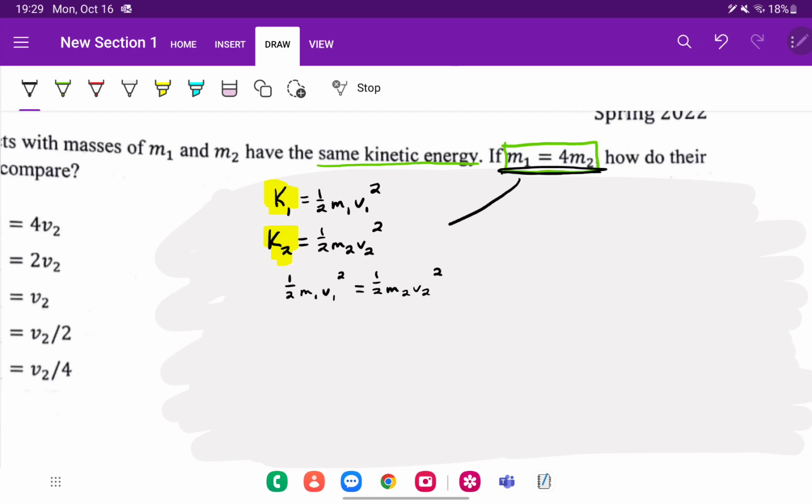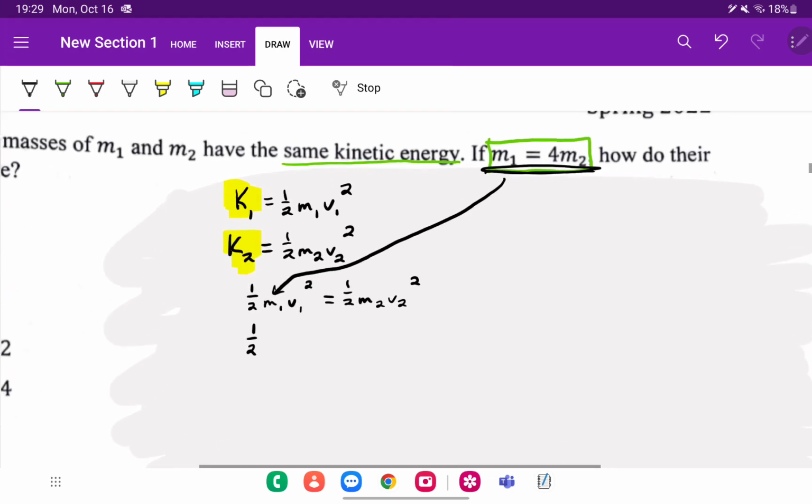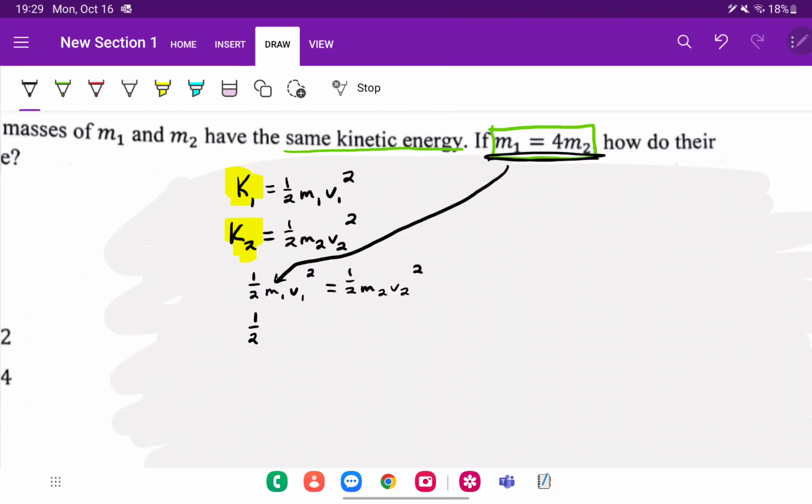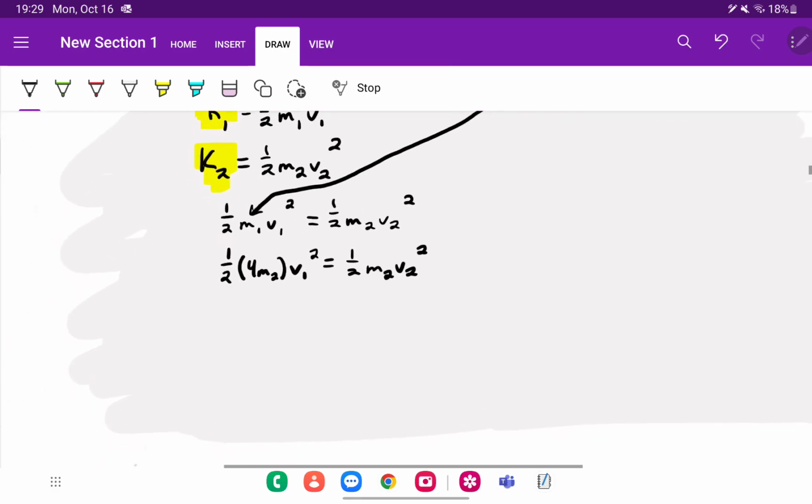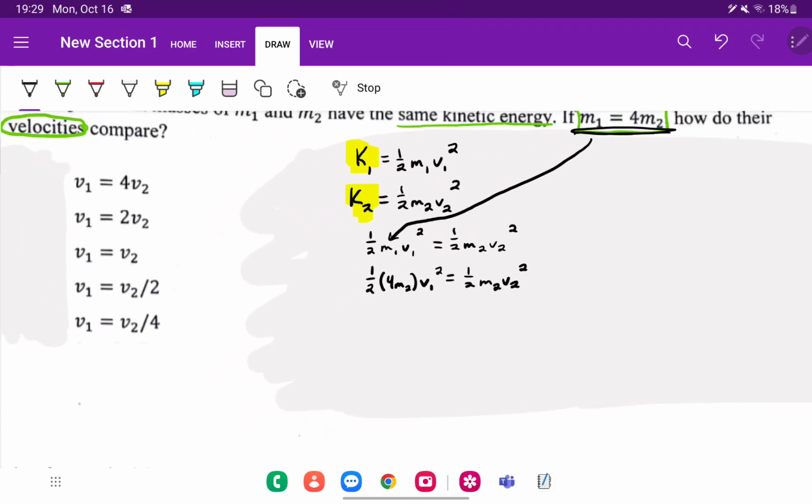So we're going to take this and substitute it in, because we need to see how the relationship between the masses affects the velocity in these equations. So we have 1/2, m1 is now 4m2, times v1 squared. And then we just copy the right side because that didn't change. Now I need to start simplifying and canceling things out, because that is way too many terms to get us to an answer on our left side.